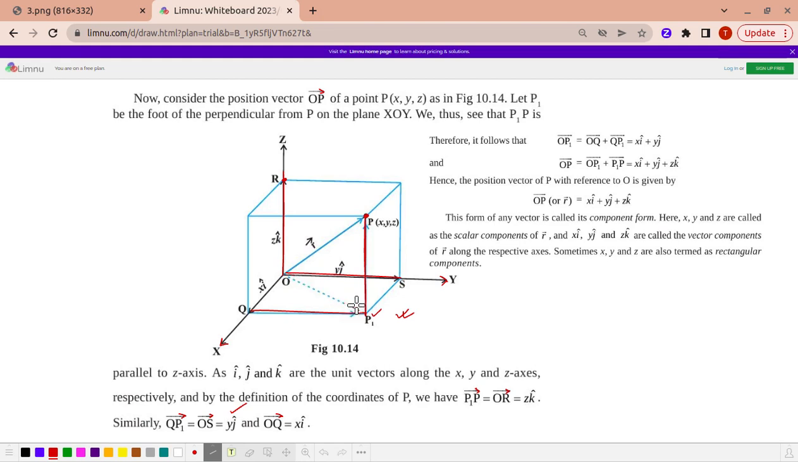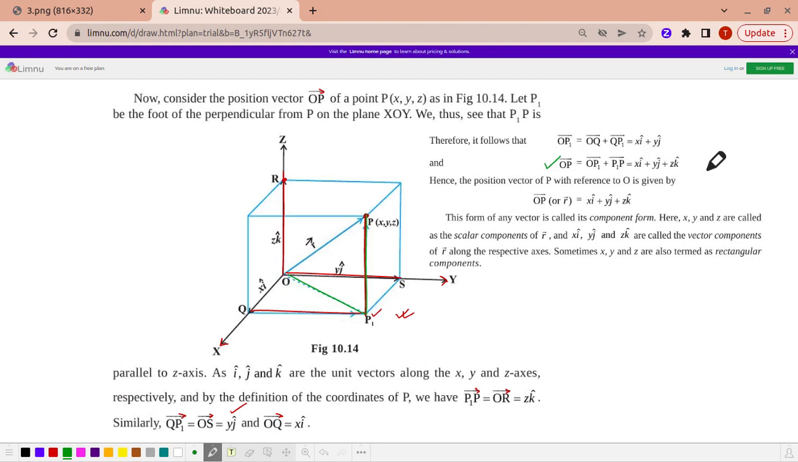Or I can tell you in a much simpler manner, what is the vector OP? The vector OP is nothing but OP1 plus P1P. Let me use a different color, a green color. So we are going to find OP. OP is nothing but OP1, this vector, plus P1P. Right? That's what we have written here. OP is equal to OP1 plus P1P.